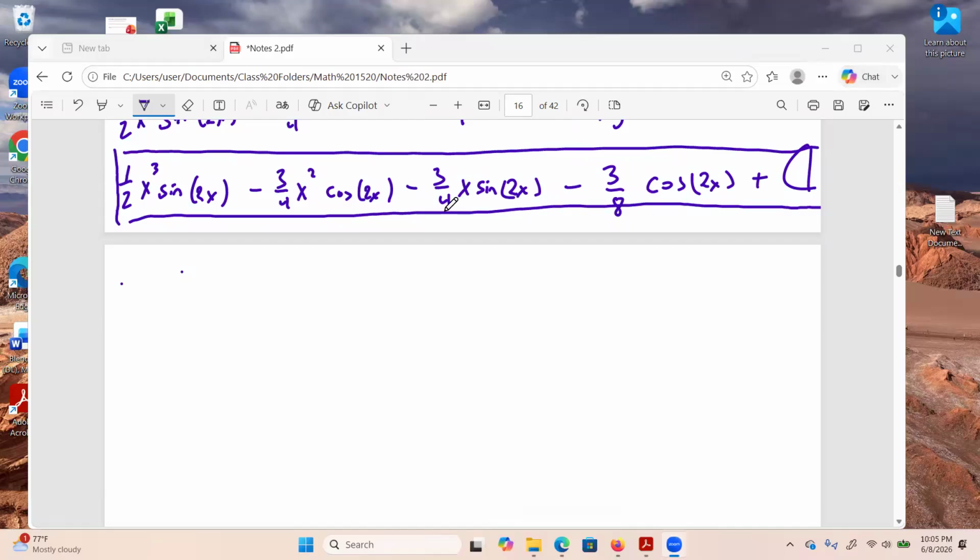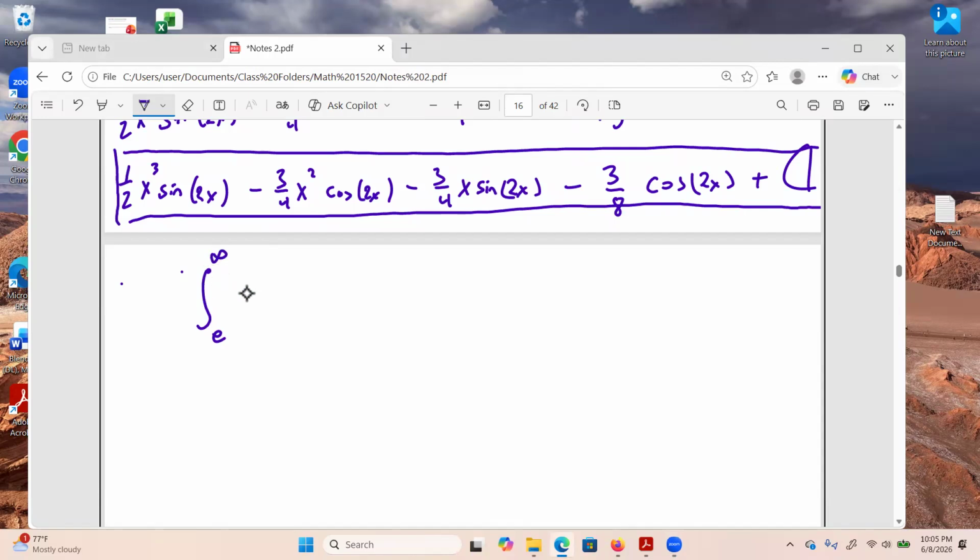Okay, welcome back to Calculus 2. So we're going to be looking at some improper integrals right now. The integral that we are currently looking at is the integral from e to infinity of 1 over x times the natural log of x cubed dx.